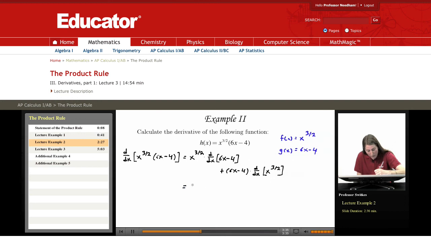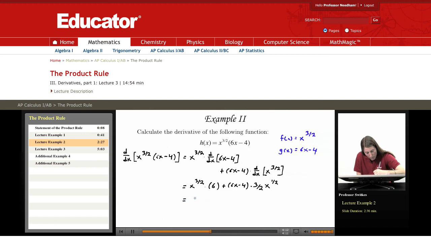So we have x to the 3/2 times derivative of 6x minus 4. Derivative of 6x minus 4 is 6, since derivative of 4 is 0. And then we add to that 6x minus 4 times derivative of x to the 3/2. Derivative of x to the 3/2 is 3/2 times x to the 3/2 minus 1, and 3/2 minus 1 gives us an exponent of 1/2. And we are essentially finished, but there is some simplifying that we really should do here.